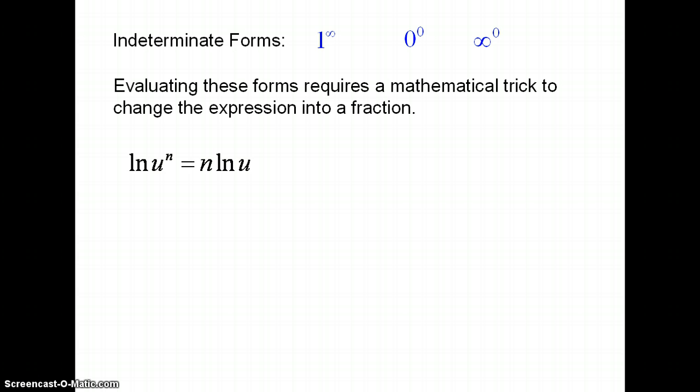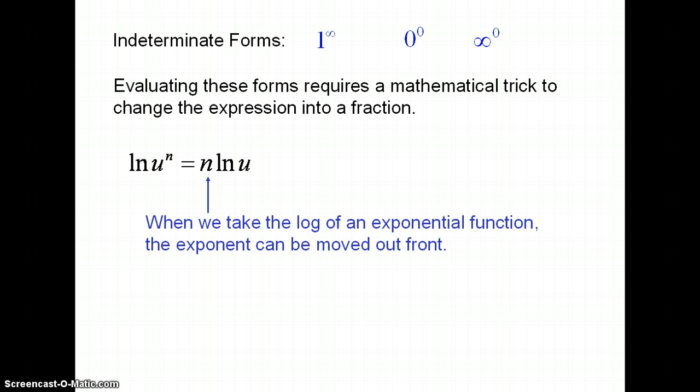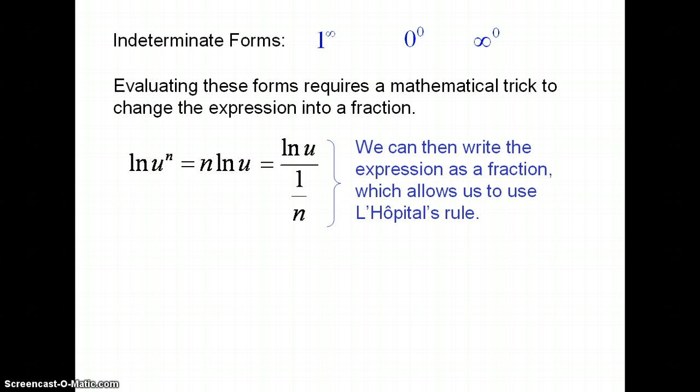These are the three indeterminate forms in which we may or may not have a limit. We usually do, and it's usually 0. Most of them are 0, so if you totally get stuck, just pick 0. And then e to the 0 is 1, and I'll show you how that works. So we use this notation here. Let me back up. Take the log of an exponential function, you get the exponent moved out front, and then you can rewrite it as a fraction, allowing you to use L'Hopital's rule.